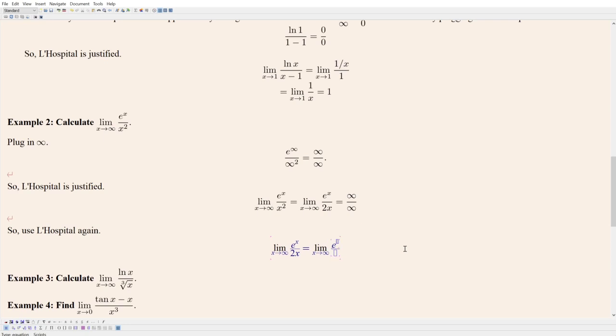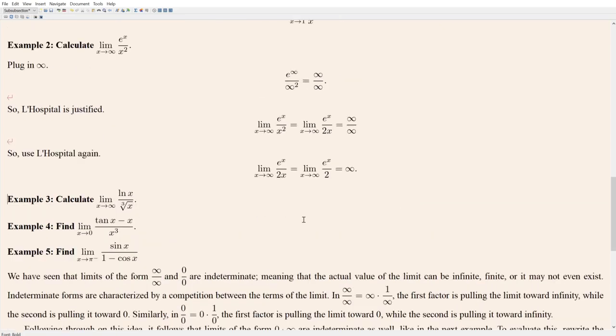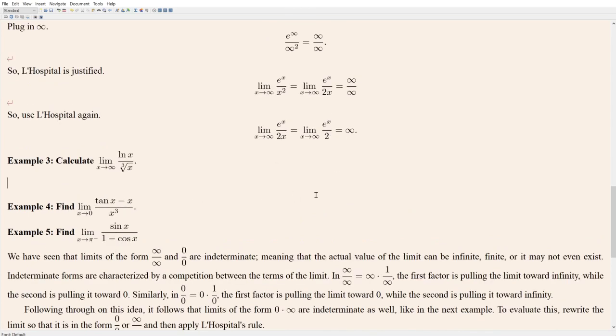So derivative of e to the x is e to the x. Derivative of 2x is 2. All right, so now e to the x explodes to infinity, and that is that. So this is no longer indeterminate. This is just infinity. So nothing strange going on here. So this limit is infinity. And we are done with this one. Okay, next.